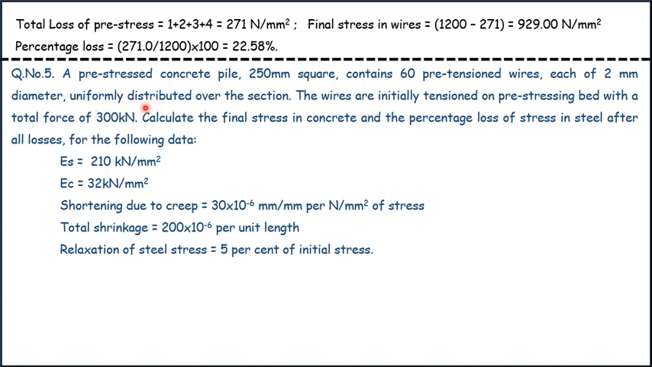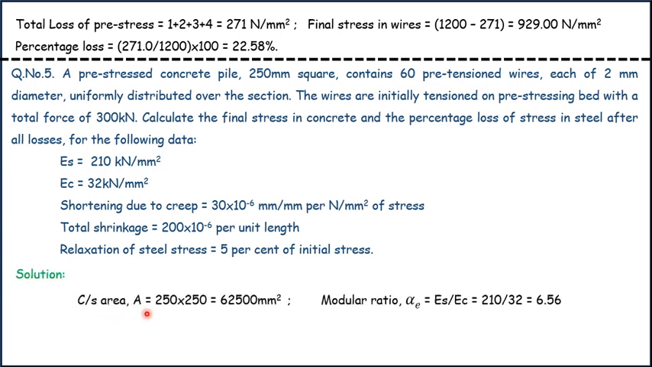Uniformly distributed means the center of gravity of concrete coincides with the center of gravity of steel, which results in eccentricity equal to 0. Now moving to the solution part, the cross-sectional area for the square pile is A equal to 250 into 250.